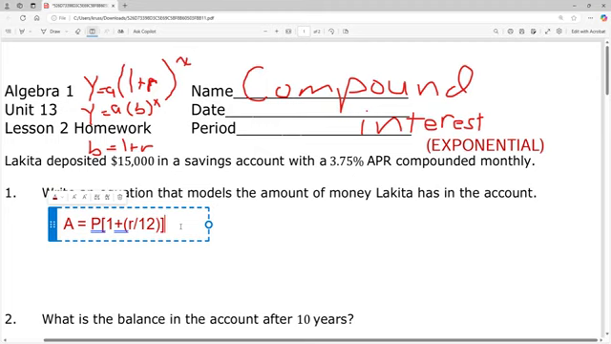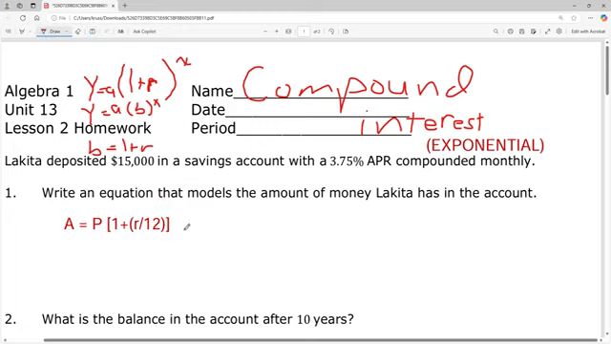And then this whole thing, the whole thing in brackets, is raised to 12 times t. Okay, and t is the time. T is our x value here, right? Because it's going to be asking you a number of years. So you actually want to figure out the number of months, right? So this is the number of months. That's how this equation was put together.